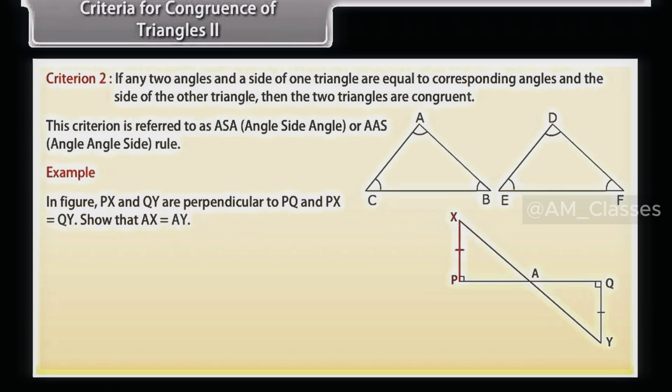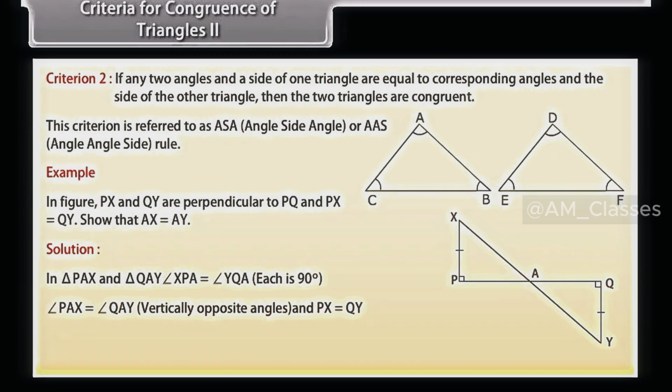In the figure, PX and QY are perpendicular to PQ and PX is equal to QY. Show that AX is equal to AY. Solution. In triangle PAX and triangle QAY, angle XPA is equal to angle YQA because each is 90 degrees. Angle PAX is equal to angle QAY because these are vertically opposite angles, and PX is equal to QY. Therefore, by the AAS congruence rule, triangle PAX is congruent to triangle QAY. Therefore, AX is equal to AY, by CPCTC.